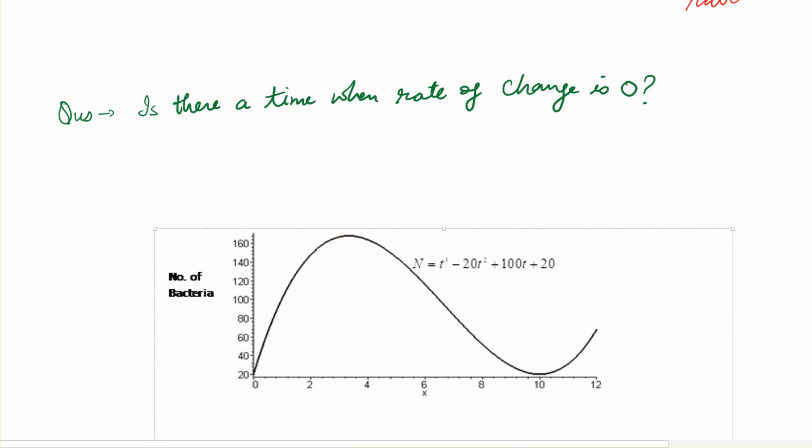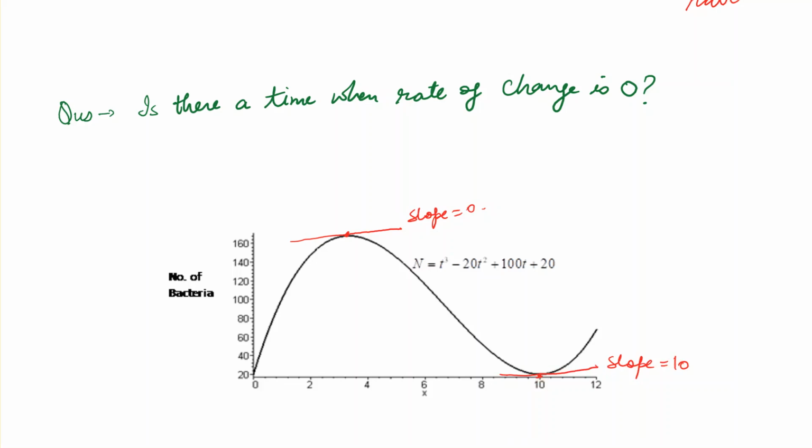And if we think about the slope of a tangent of this curve, we notice that at the highest point here, the slope would be 0 because the tangent line would be horizontal, or even at the lowest point, the slope would be 0 again because we have a horizontal tangent. So if we calculate this algebraically, we can say that yes, there would be a point when the slope is 0 or when the rate of change is 0.